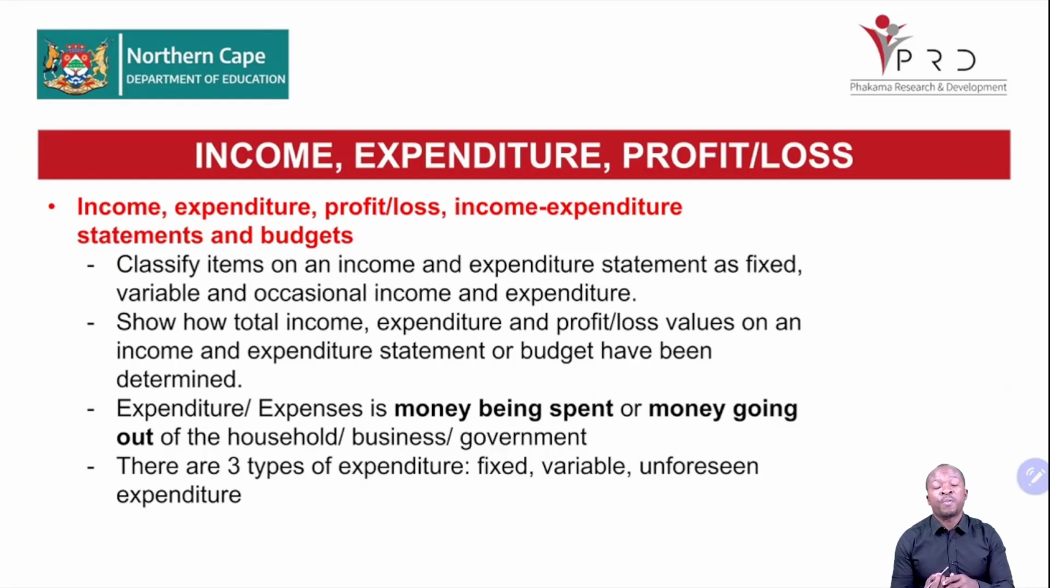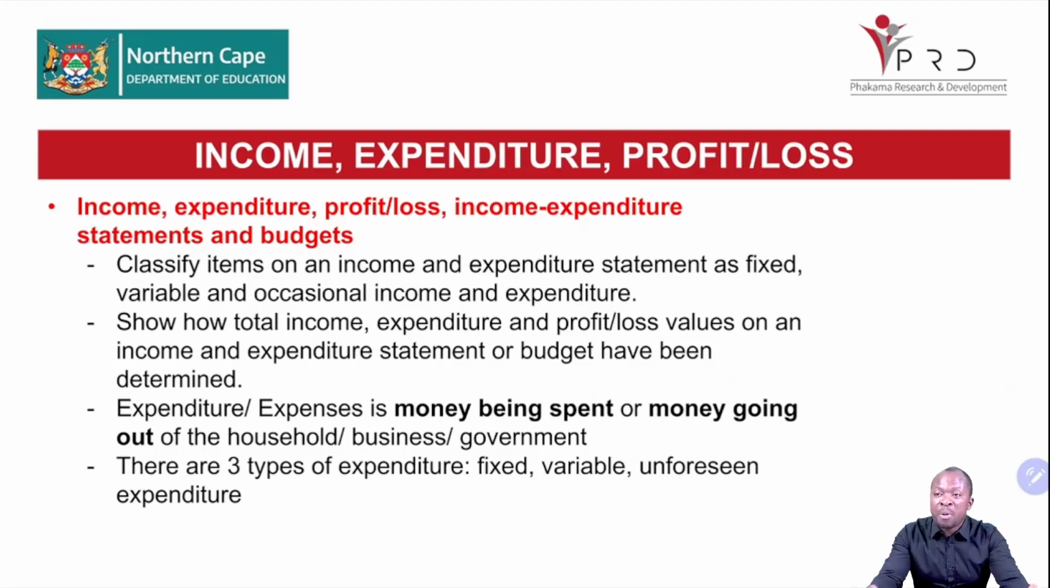So now let's talk of income, expenditure, profit or loss. What we are doing is to go topic by topic for the finance so that we know every section is covered. That way you are ready for the examination. For you to do well in the financial documents as well as income expenditure statements, you have to be able to classify items as income or expenditure, as profit or not. You'll be able to show how the total income was calculated.